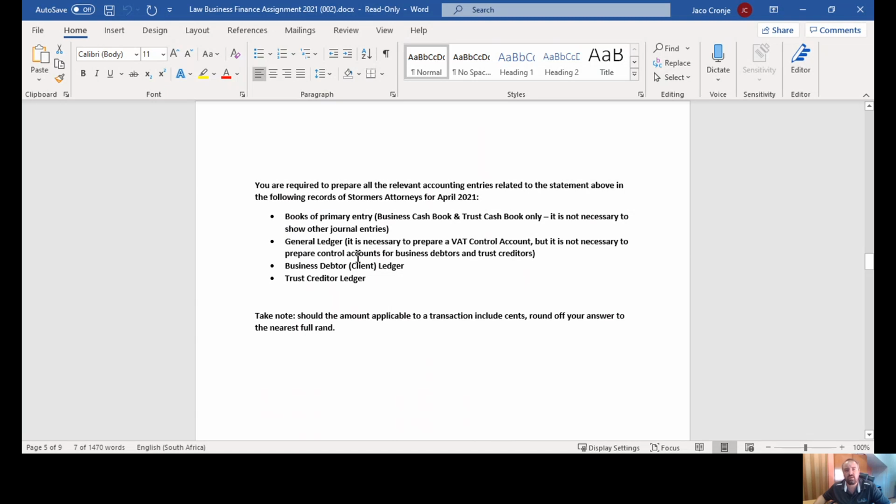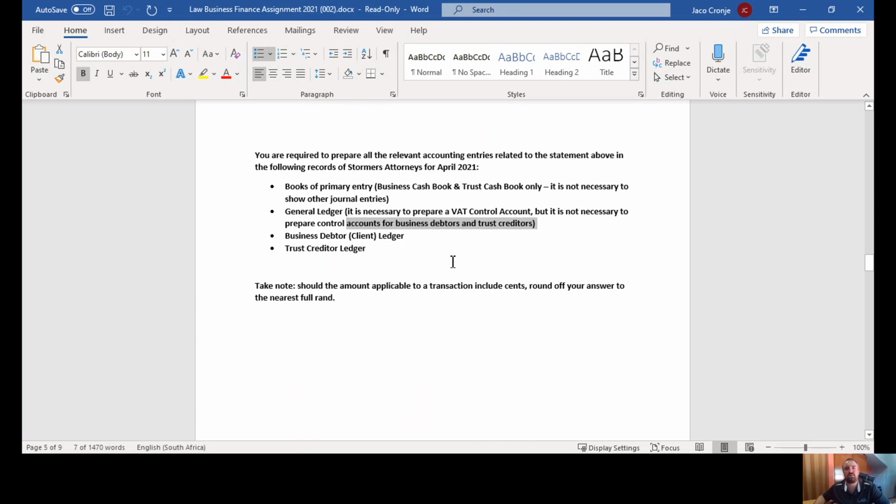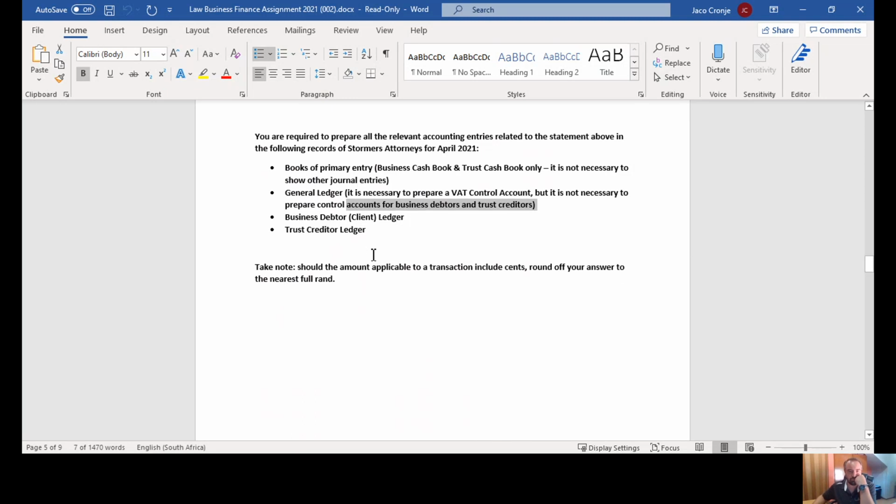Now, don't let that confuse you. You still have to do all your clients' accounts. It's just the control account, where you combine all of them, that they are not asking for. Then we need our business debtors, our client ledgers for business, and our trust creditor ledgers. Okay, then notes: should amounts include cents, please round off.